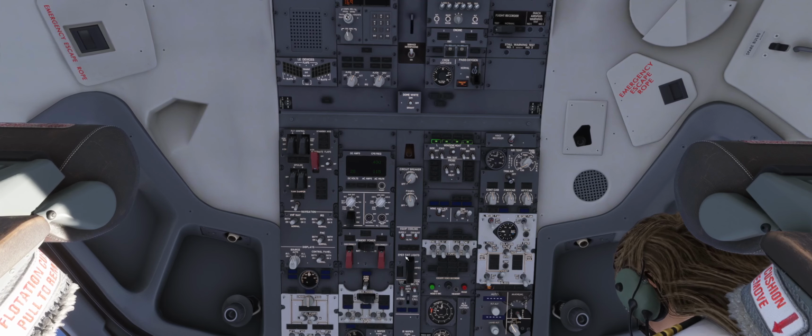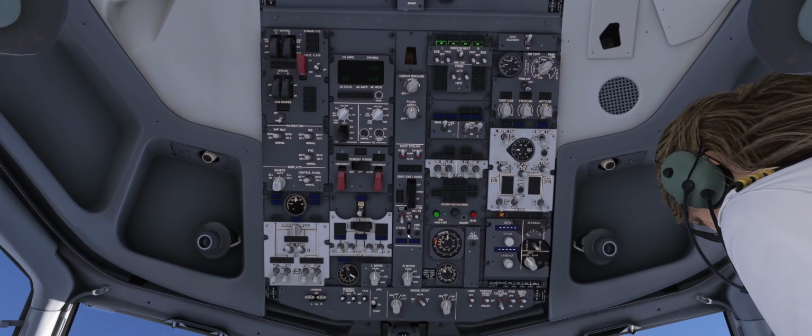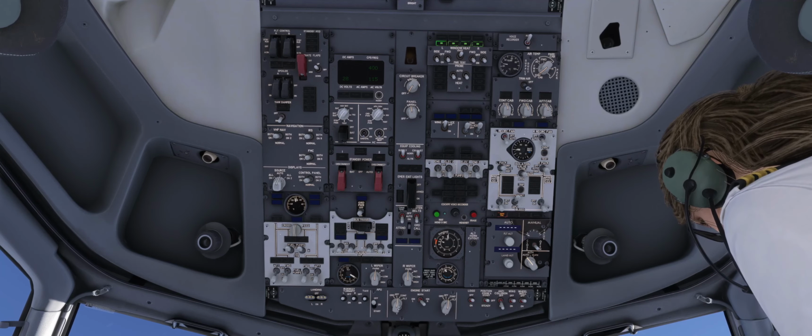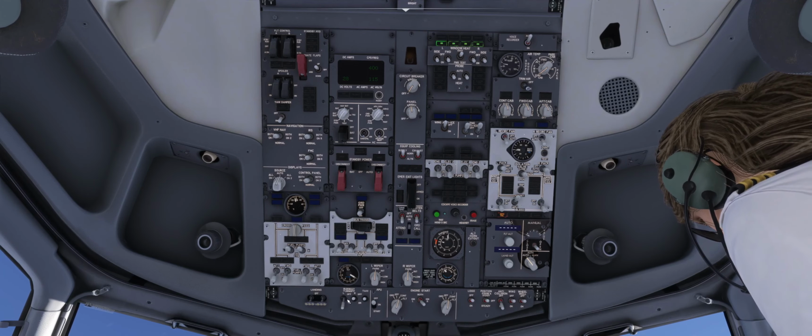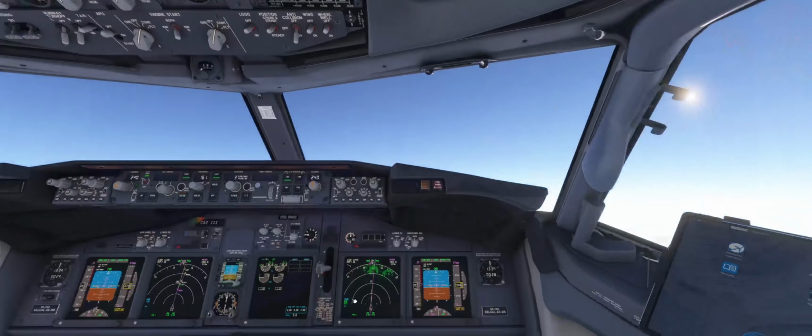then go down and set the seatbelt signs on, and engine start switches to continuous, and turn on the lights because we are descending and we want to be seen.